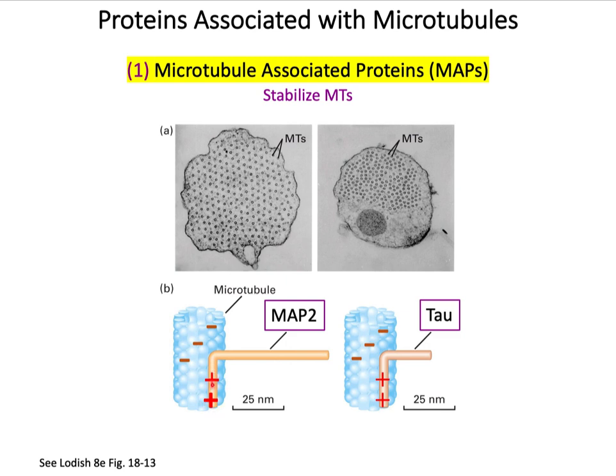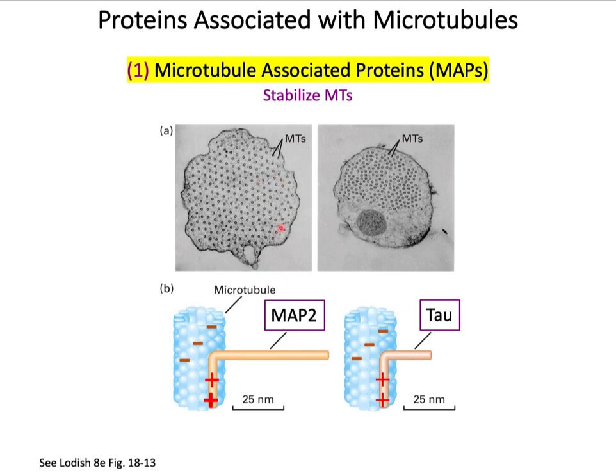This part of the protein interacts with the negative charge that you see on the surface of the microtubules. The other domain of the protein sticks out from the domain interacting with the microtubule at a right angle, and this serves as a spacer to stabilize the microtubule structures. So here you can get a good idea how these types of proteins can stabilize and space microtubules.